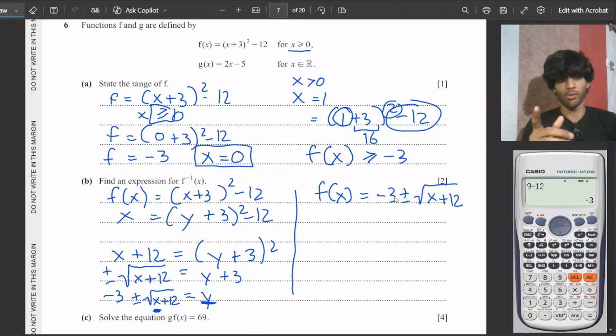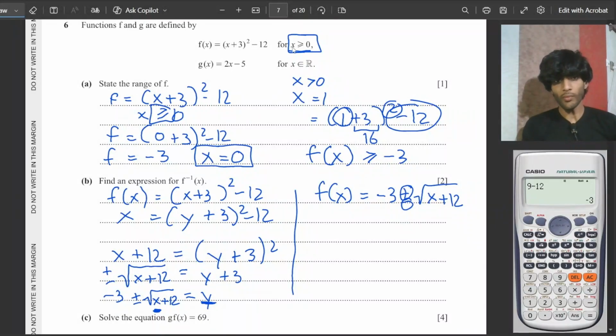Now, here's the idea. Do you choose the positive symbol or do you choose the negative symbol? How do you figure that out? Well, see, they tell you that x is greater than 0. You're actually going to use that piece of information over here. Why? Because the domain of the normal function is equal to the range of the inverse function.